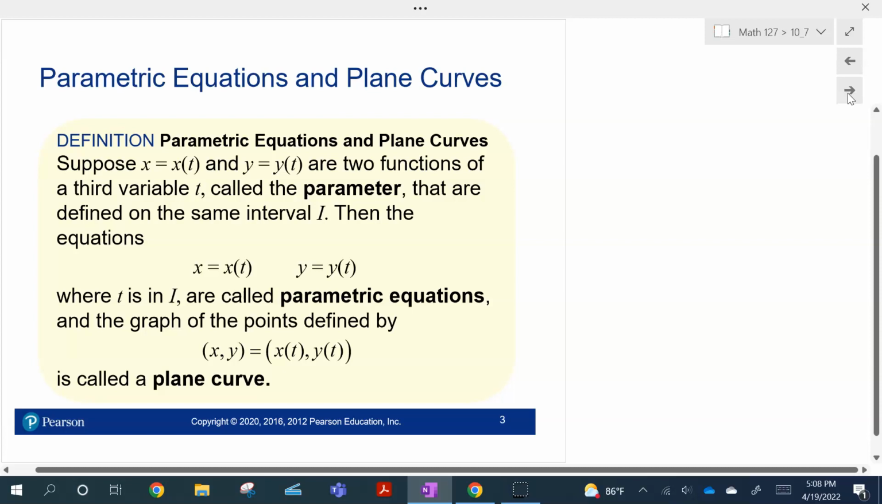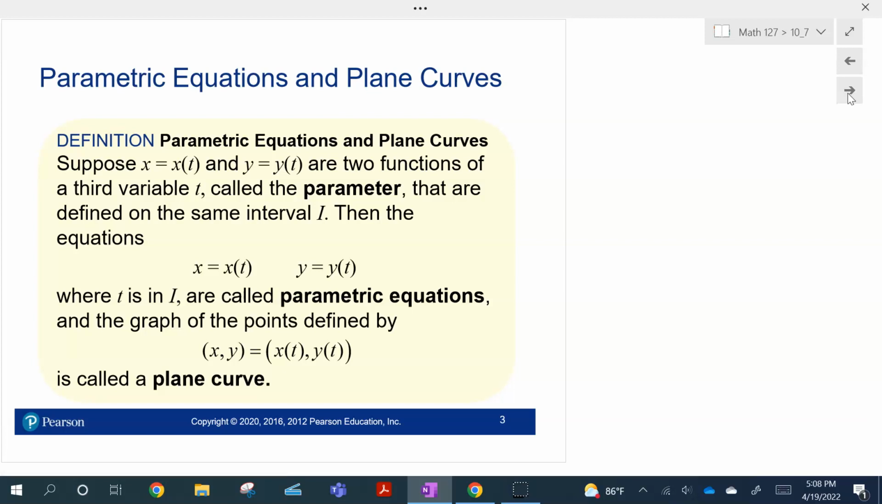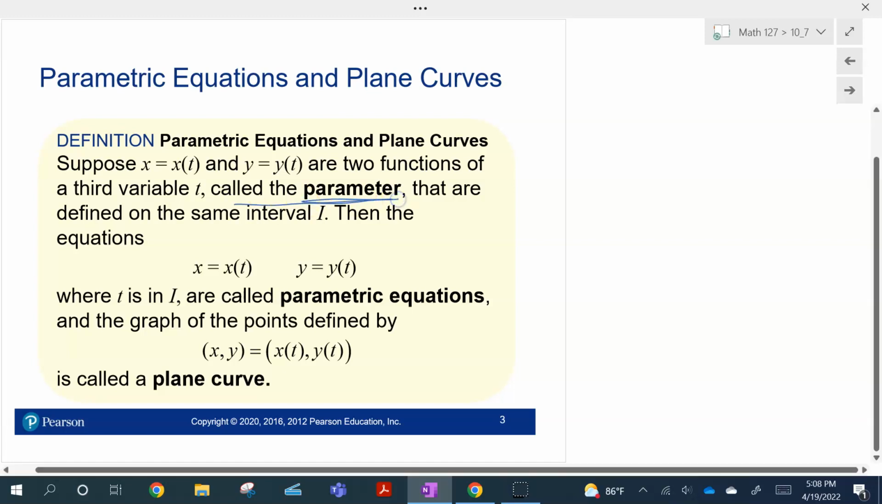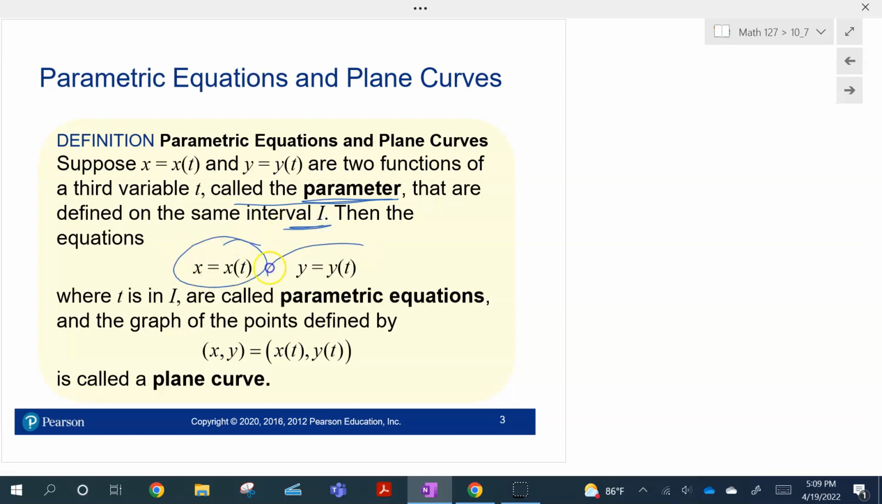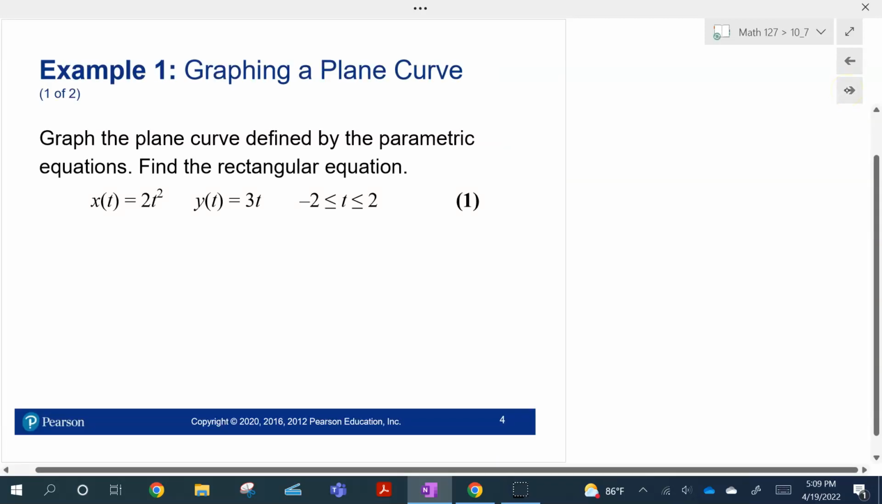First of all, the parametric equation definition. Parametric equations and plane curves are where we suppose that x and y are defined in terms of a third variable. We're going to use t, which is called our parameter, and they're defined on the same interval. So these equations would be our parametric equations, defined in terms of a third variable t. The graph of the points, the ordered pairs you get when you input those t values, is called our plane curve. It's probably best to see this with an example.